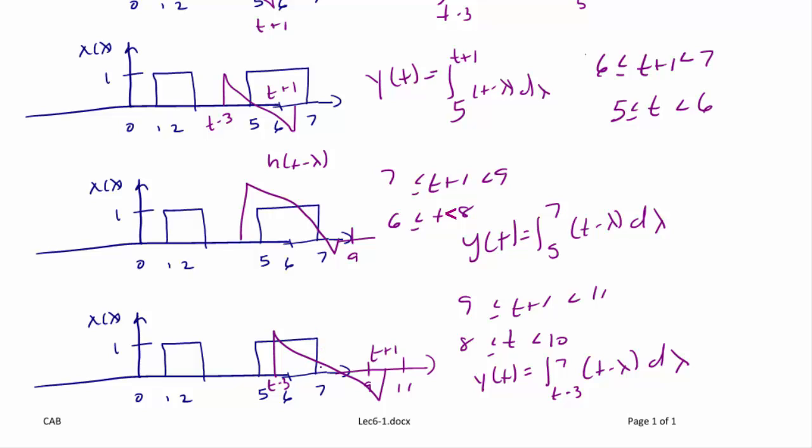t minus lambda completely moves over that second block. The final region will be where t plus 1 is greater than or equal to 11, or t is greater than or equal to 10, and y of t is equal to 0. And this concludes today's lecture on convolution examples.